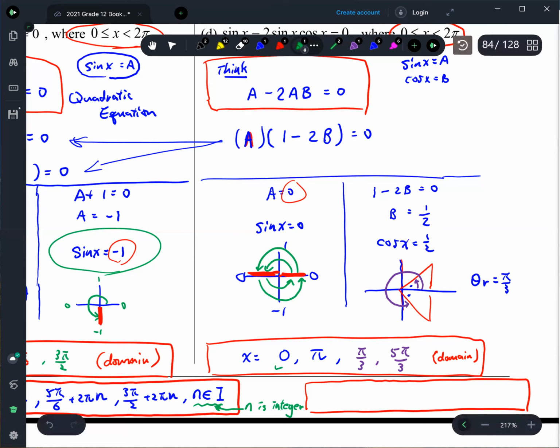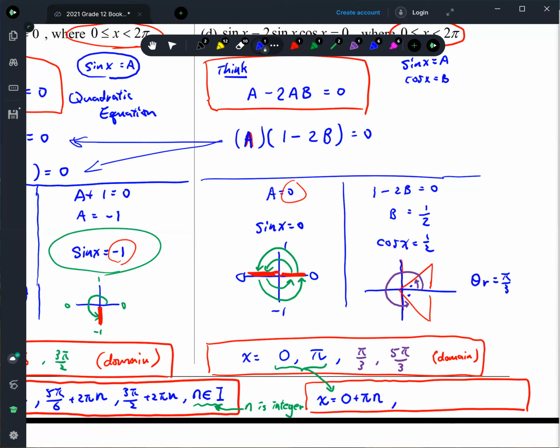Okay, so for 0 and pi, because they make a straight line, your general solution, you just need to have 0 plus pi n. That will include 0 and pi, because they form a straight line. But 0 is not like nothing, right? So you could just write pi n like that. So pi n will include both sides. Whenever you can simplify, you always do that.